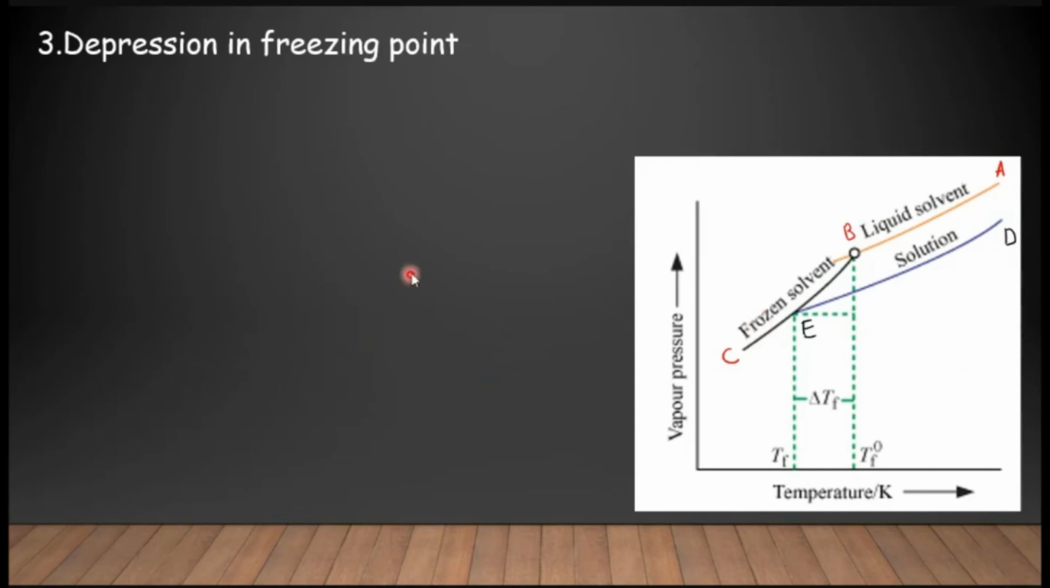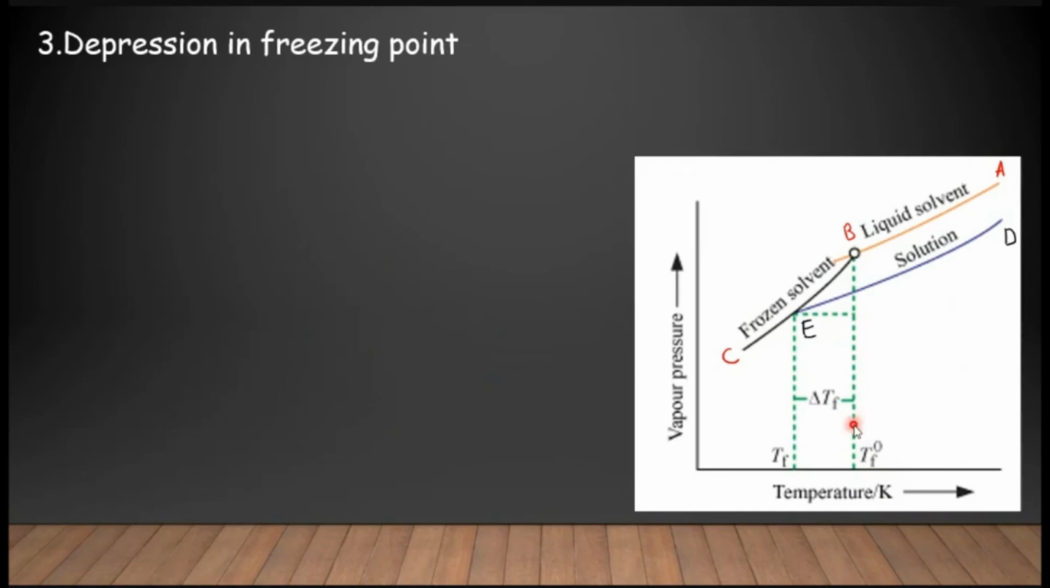At B, the liquid and the solid are present in equilibrium. When the liquid state and the solid state are in equilibrium, that is the freezing point. So at B, the liquid and the solid are in equilibrium and have the same vapor pressure. Thus B represents the freezing point of the pure solvent, which is taken as T naught F.